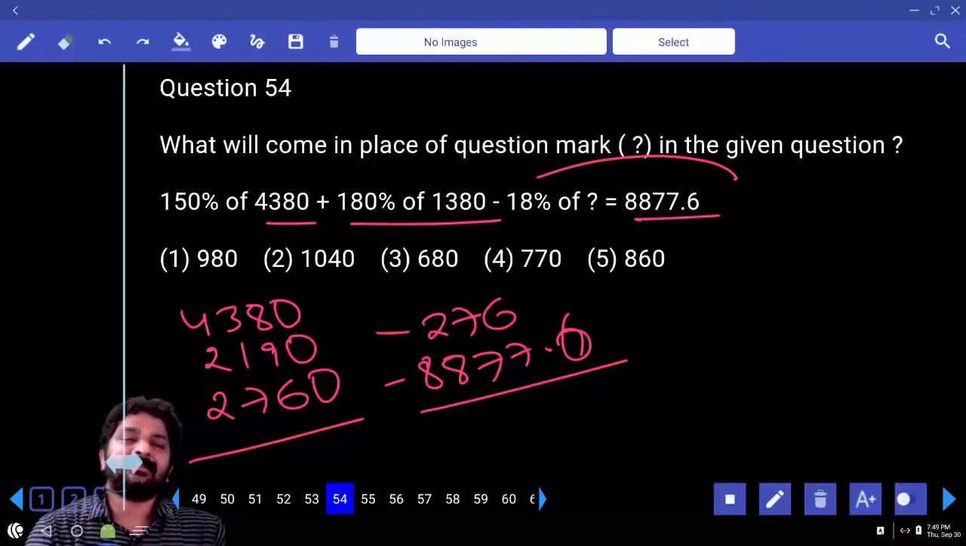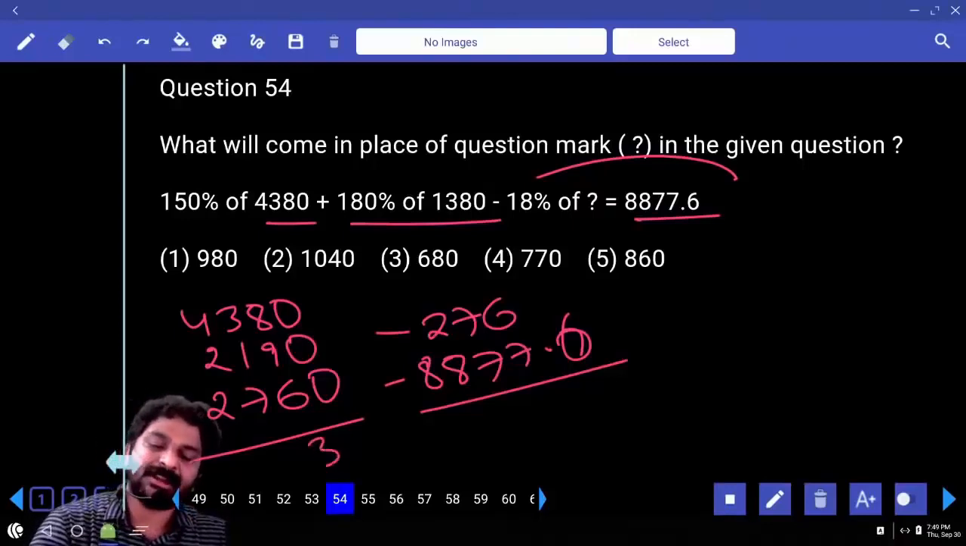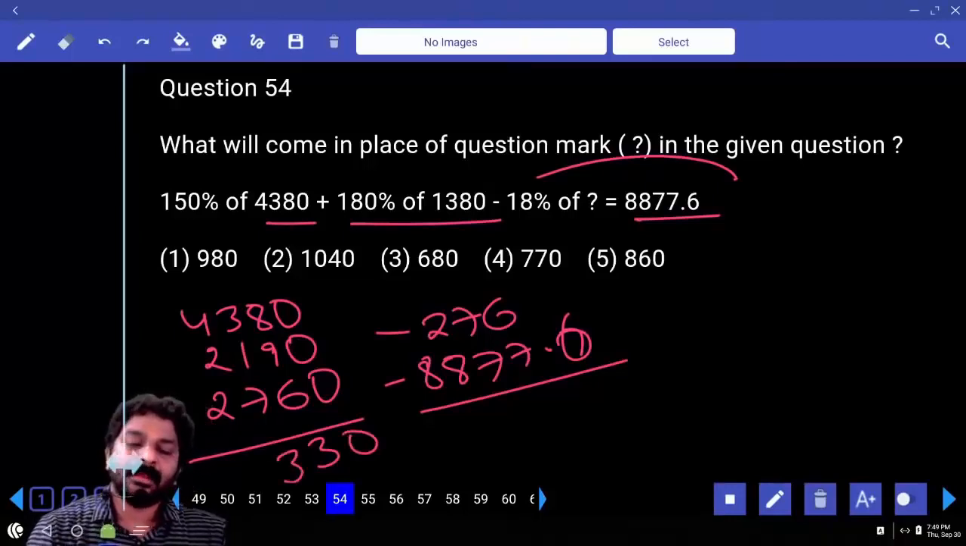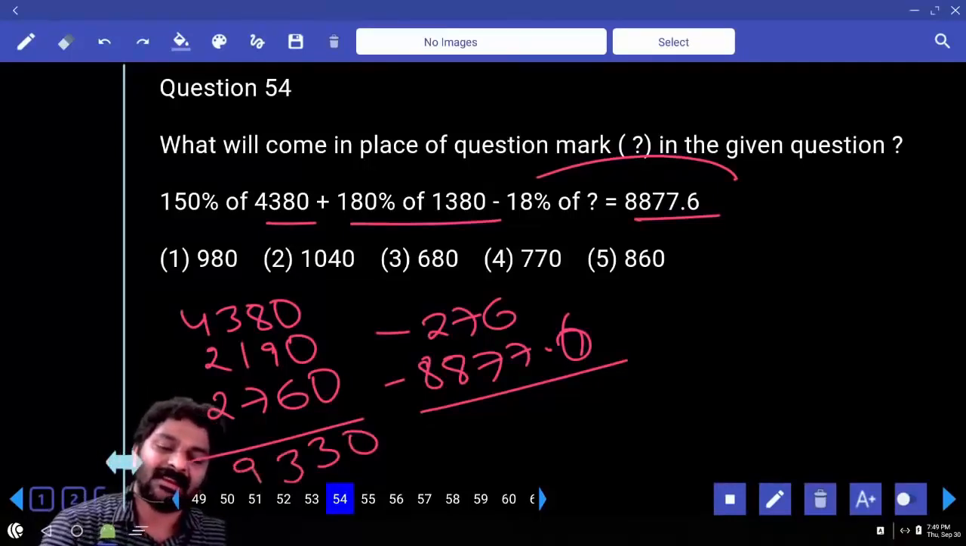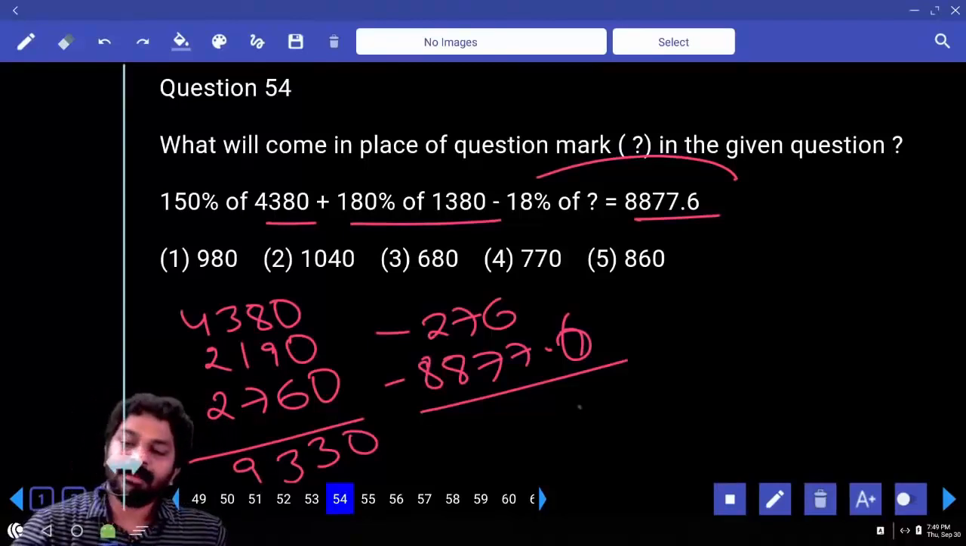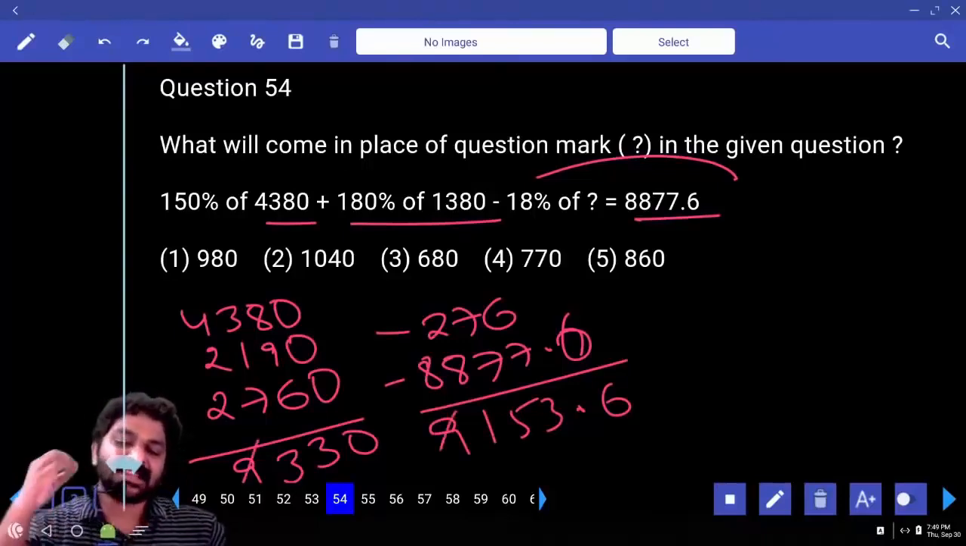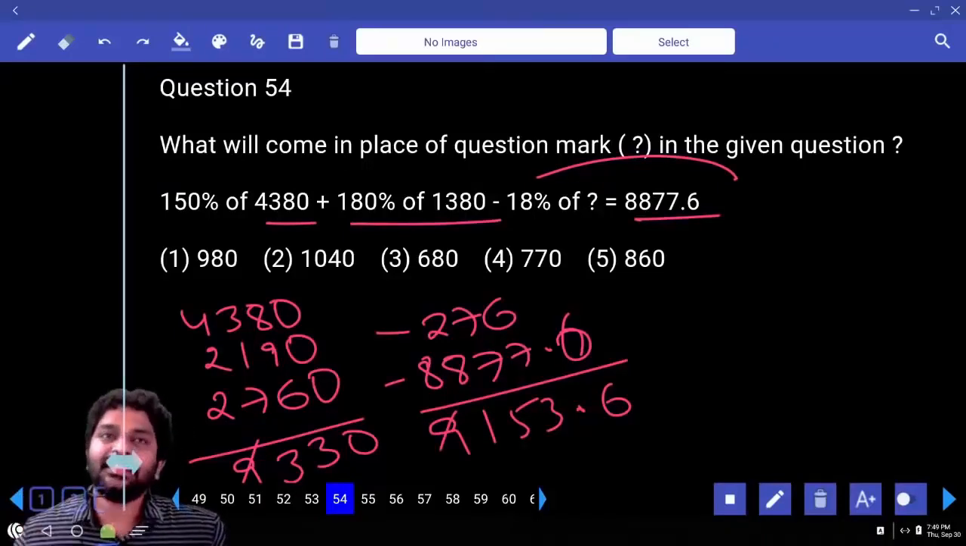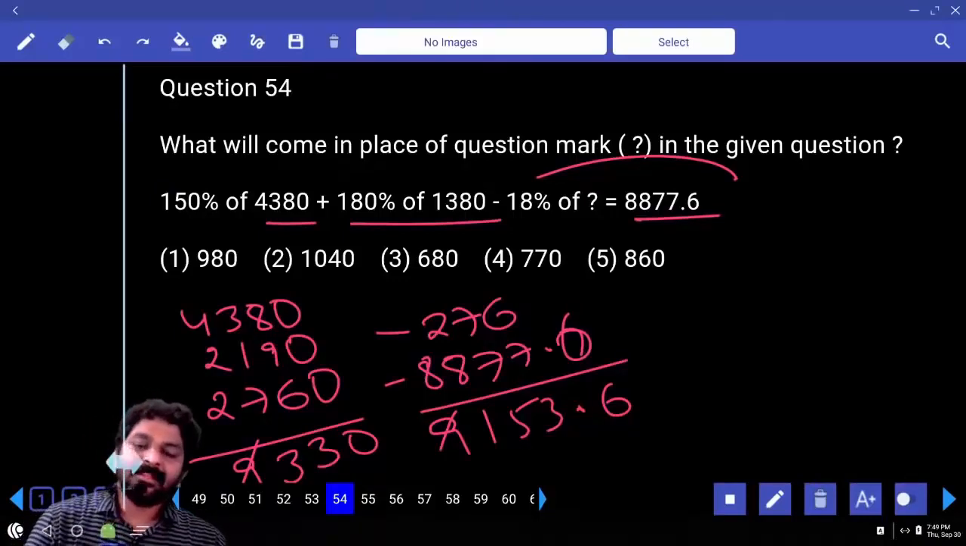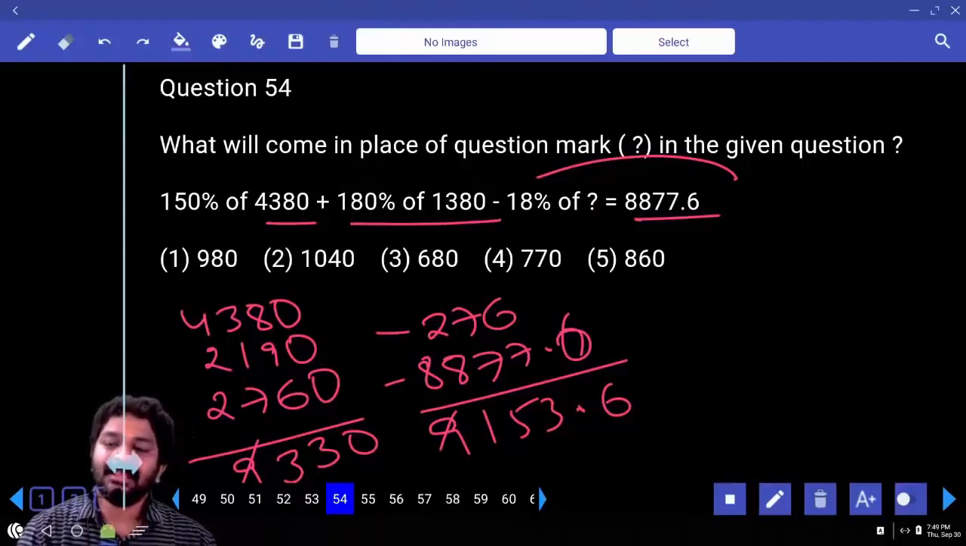80, 90, 170, 170, 60, 230. So here you have 13 and 1 carry, that is 9, 9330. 0.63519. 9000 gets cancelled. 153.6 we have to subtract. First let us subtract 150. From 330 if you subtract 150, how much is left? 180. From 180 subtract 3.6.